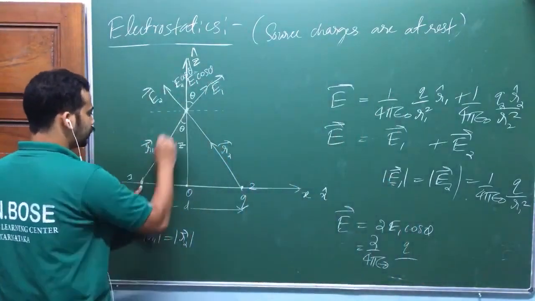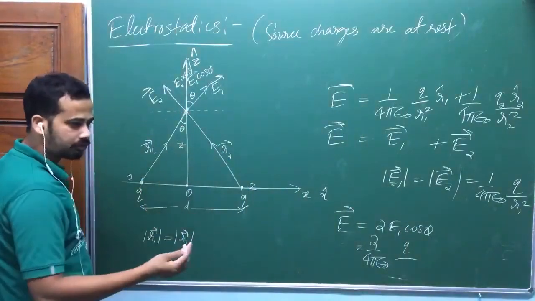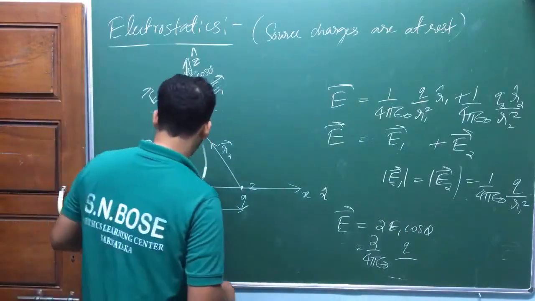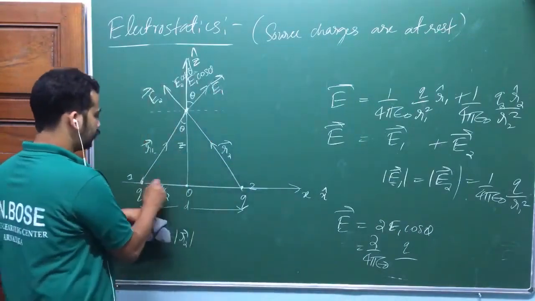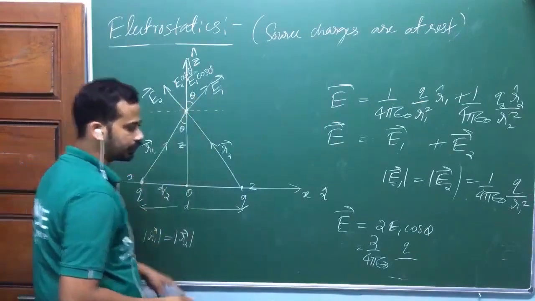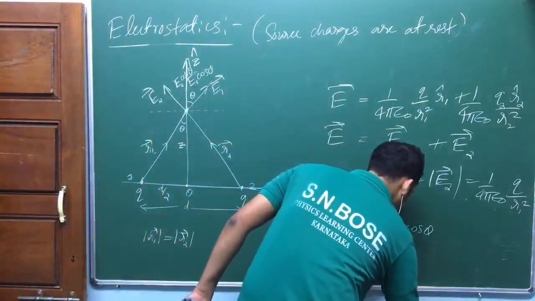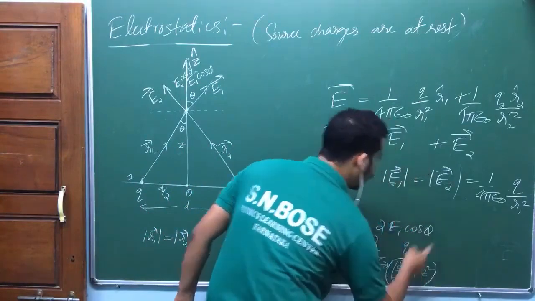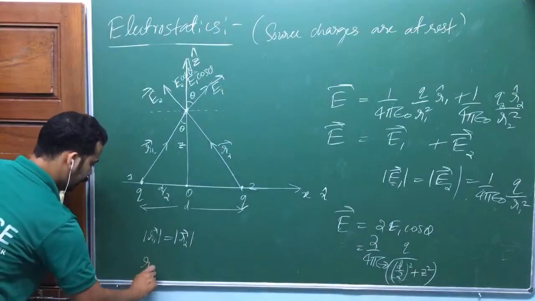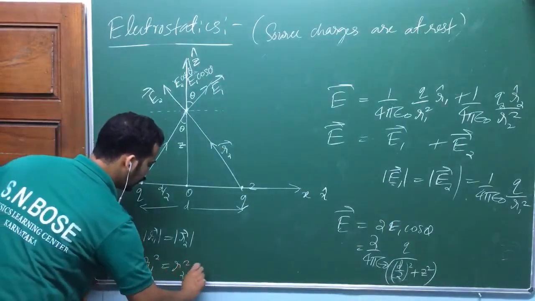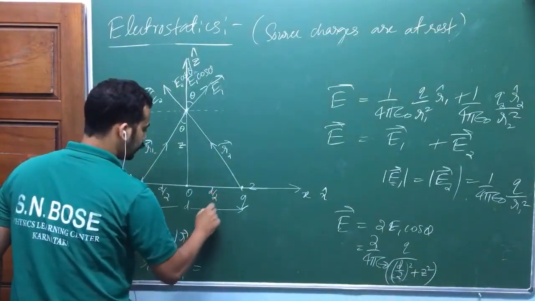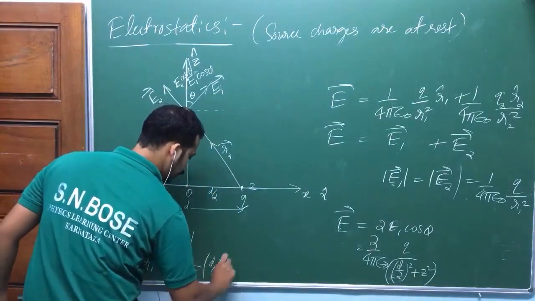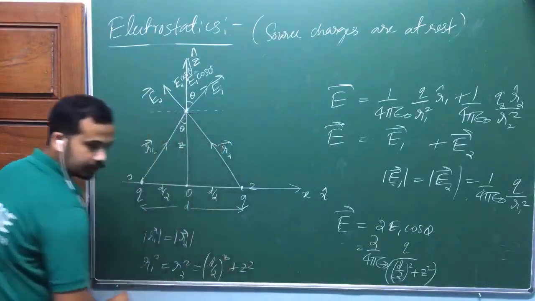I mean this distance square, you can just use your Pythagoras theorem. This is d by 2, isn't it? What is R1 square? D by 2 square plus z square. This square plus this square is equal to the square of this one. D by 2 square plus z square is equal to R1 square. Can I write like this? R1 square is equal to R2 square, and this also is d by 2 from the origin. So d by 2 square plus z square. You can write like this. Check this out.